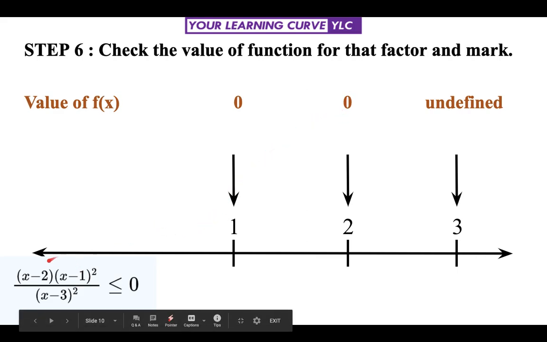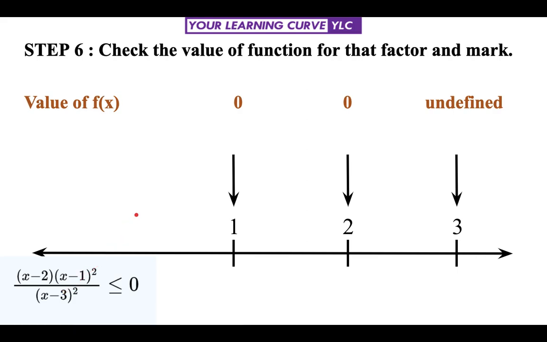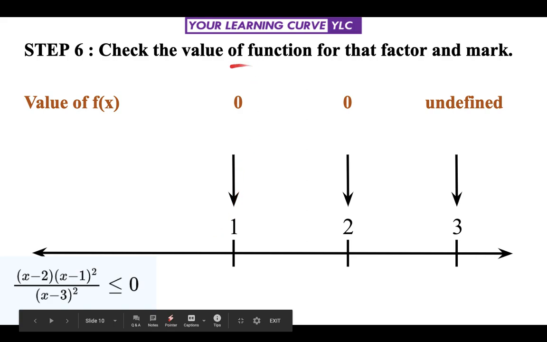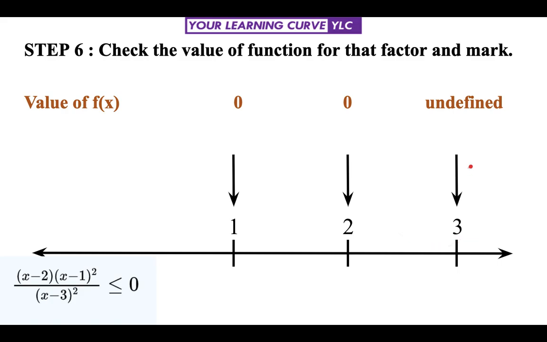But for 3, if you put x is equal to 3 in this expression, x minus 3 will be 0, and we know that we cannot divide by 0. Any number divided by 0 will give you an undefined number. So for 1 the function's value is 0, for 2 the function's value is 0, for 3 it is undefined. We are doing this because if an inequality is there, then we have to decide whether this value is to be included or excluded. If the function is undefined, we cannot include that value.